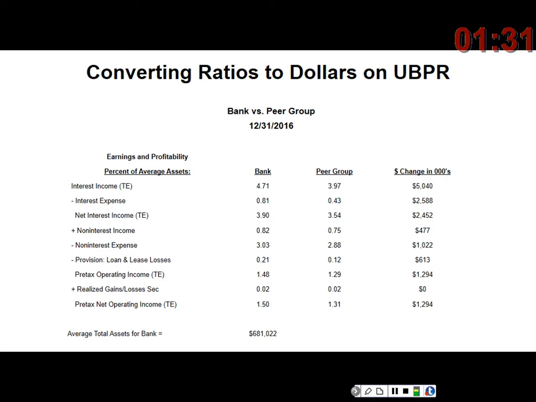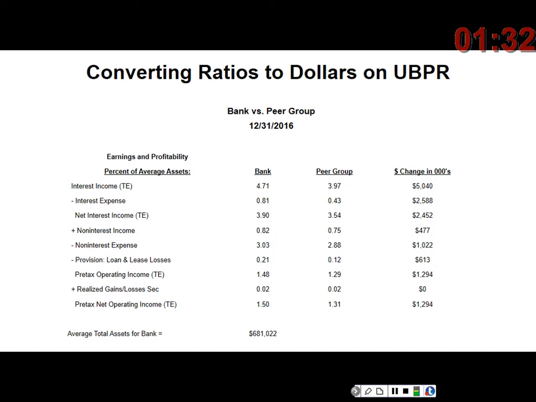Now, this is one thing that will make more sense when we look at a UBPR, but it's actually a pretty neat little comparison. When you look at a Uniform Bank Performance Report, it's going to have your bank's income information. For example, this bank had interest income of 4.71% of total assets. The peer group that this bank is in had a 3.97% interest income to total assets.